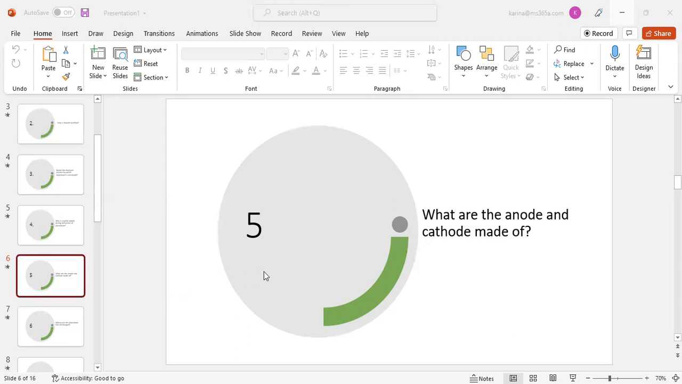Come Kylie, what's the answer? We pass the question to you. What are the anode and cathode made of? Kylie, are you there? Made of graphite. Okay, Kamka, your answer is correct. Both the anode and cathode here are made from graphite.